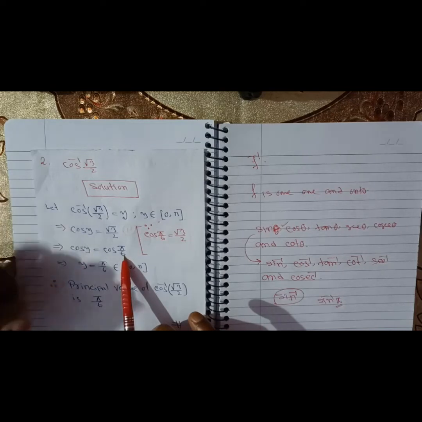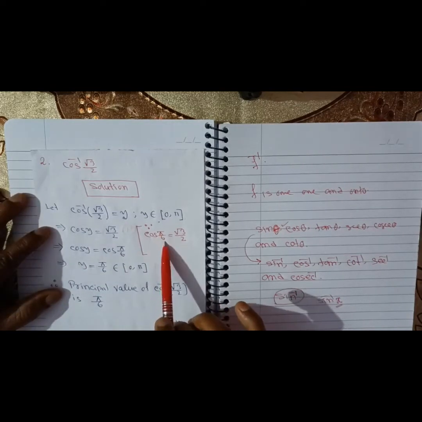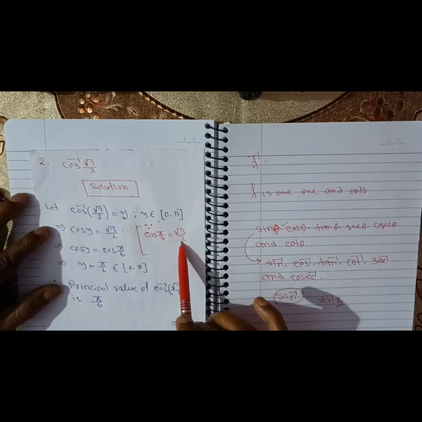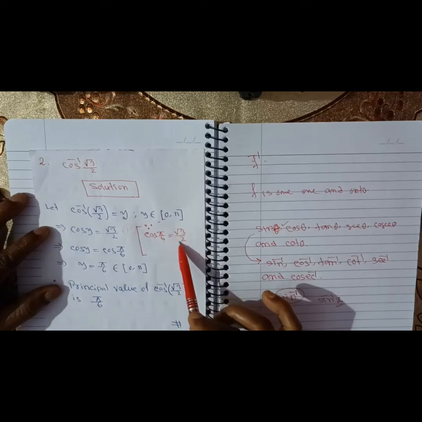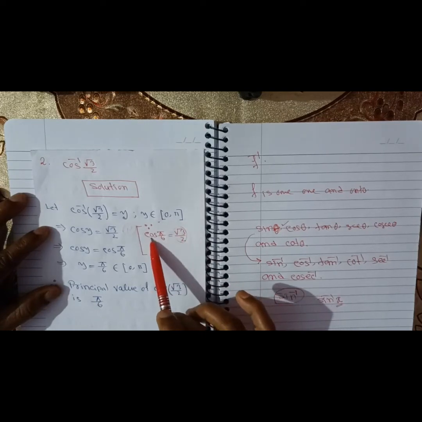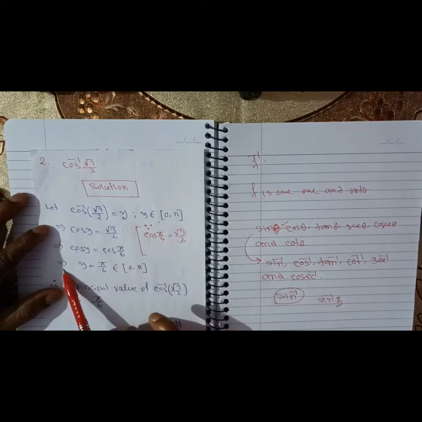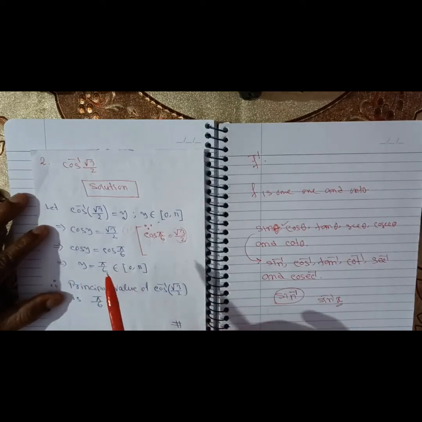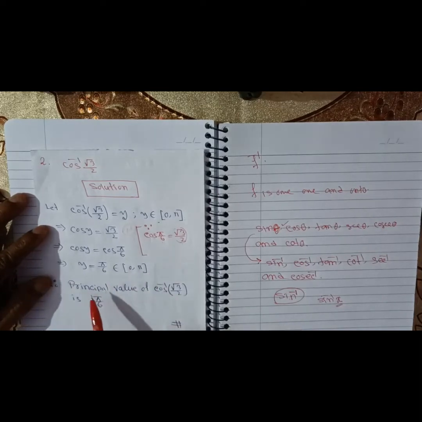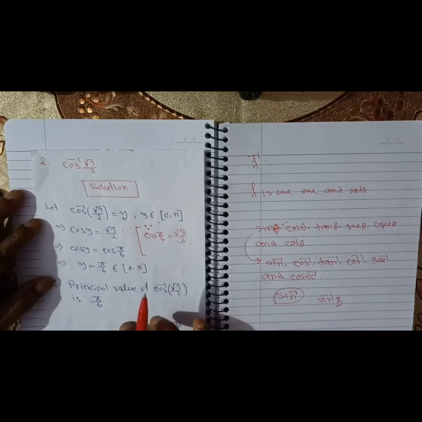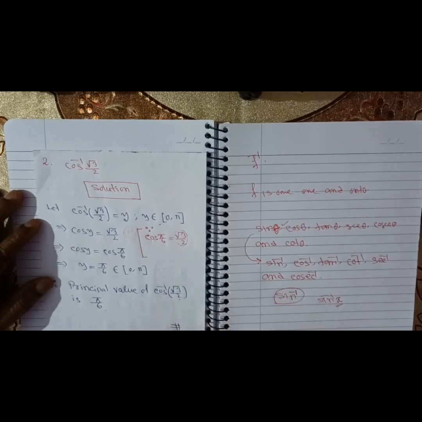Since we know from the previous class that cos pi by 6 is equal to root 3 by 2, we write cos pi by 6 in place of root 3 by 2. That's why we get y is equal to pi by 6, which belongs to 0 to pi, that is the principal value branch. Hence, the principal value of cos inverse root 3 by 2 is pi by 6. That is the solution of exercise 2.1, question number 2.